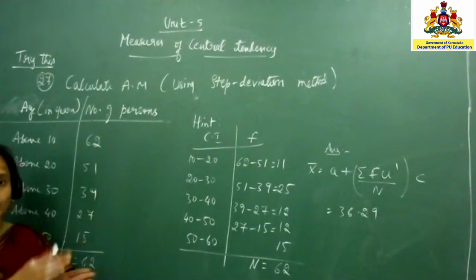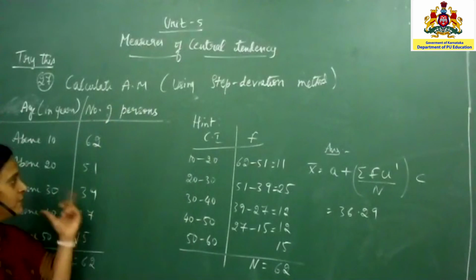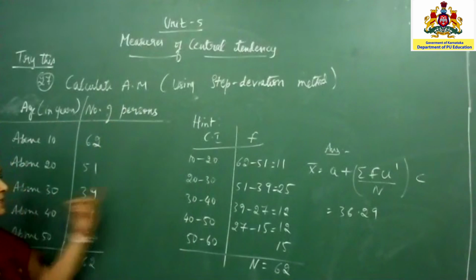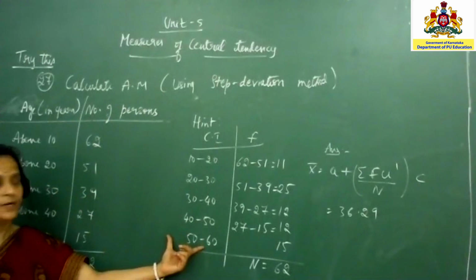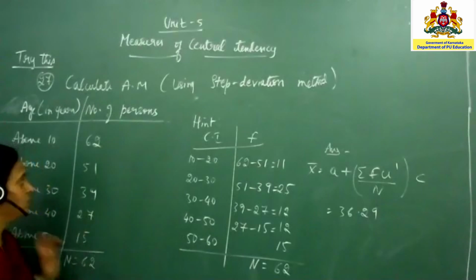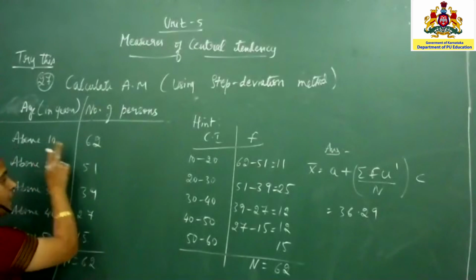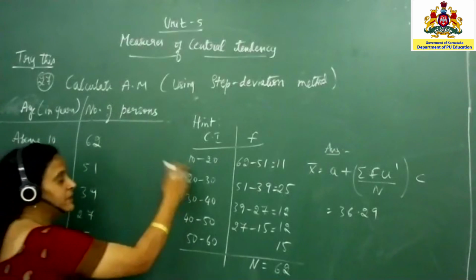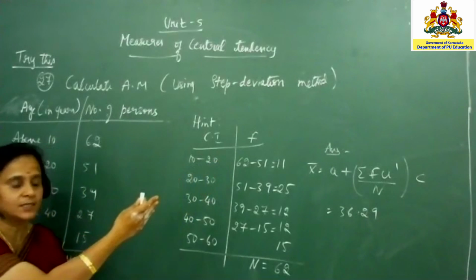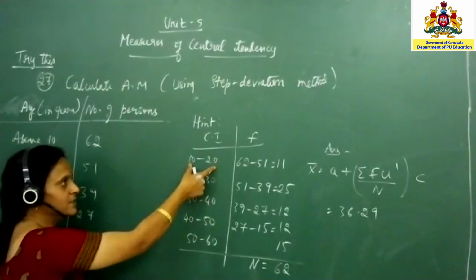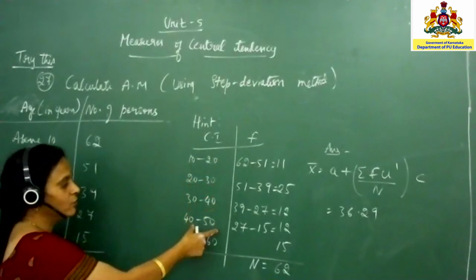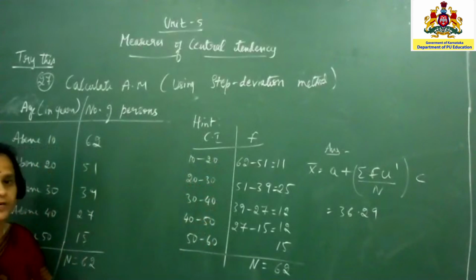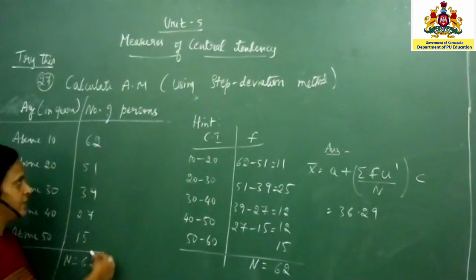So I told you in the earlier classes, the first job is we had to convert in terms of class intervals. So here a hint is given. As above values are given, above 10, above 20, from 10 onwards I start with the class intervals. Take the class intervals 10 to 20, 20 to 30, 30 to 40, 40 to 50, and 50 to 60. And change the frequencies.